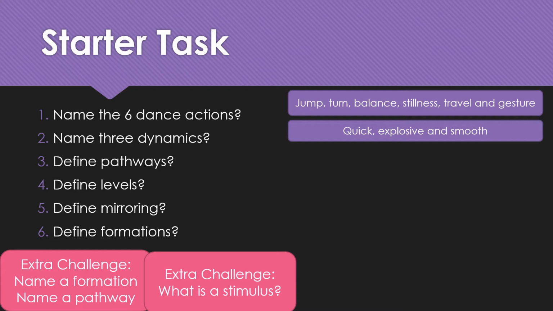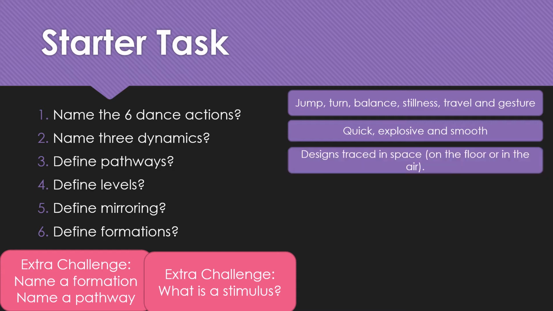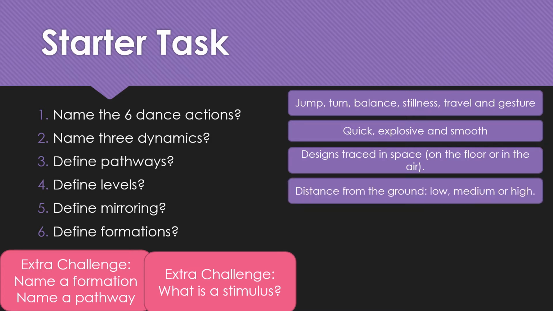Number 3, defining pathways is the design traced in space. So it's going to be a certain design or pattern, and it can be on the floor, like a walking pathway, or in the air, a moving pathway. Defining levels is distance from the ground: low, medium and high.